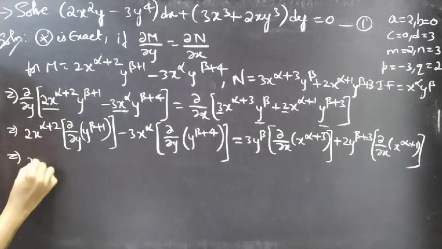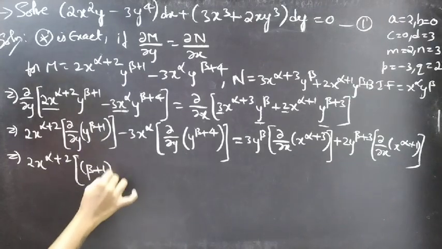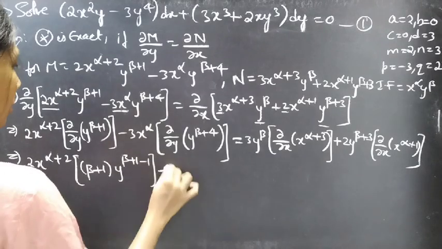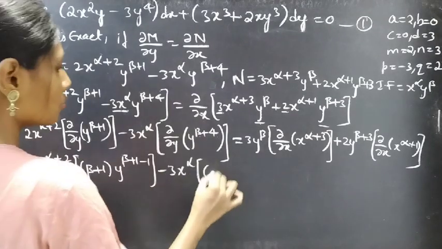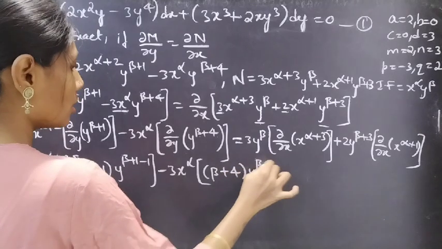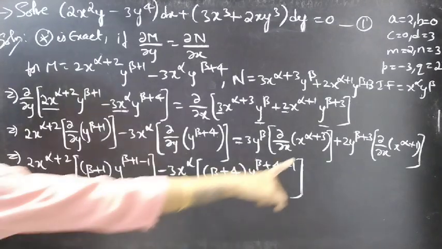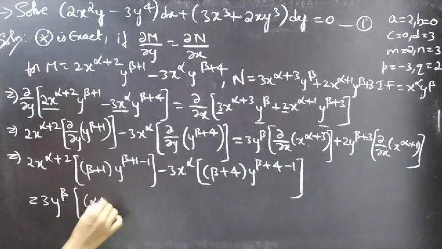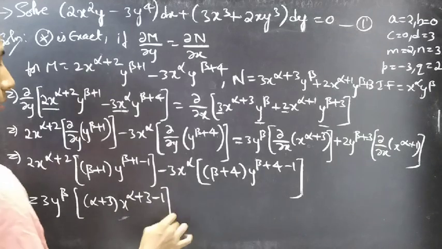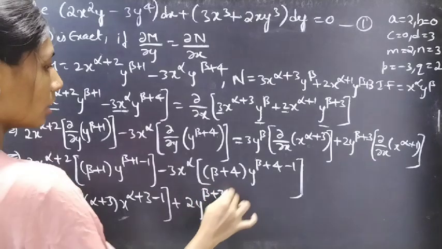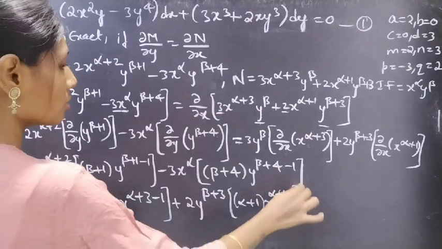This gives us 2x^(α+2) into the partial derivative of y^(β+1) with respect to y, which is (β+1) y^(β+1−1), minus 3x^α into the partial derivative of y^(β+4) with respect to y, which is (β+4) y^(β+4−1), equal to 3y^β into the partial derivative of x^(α+3) with respect to x, (α+3) x^(α+3−1), plus 2y^(β+3) into the partial derivative of x^(α+1) with respect to x, which is (α+1) x^(α+1−1).